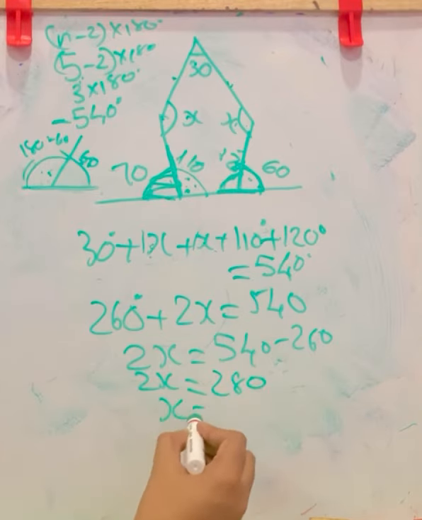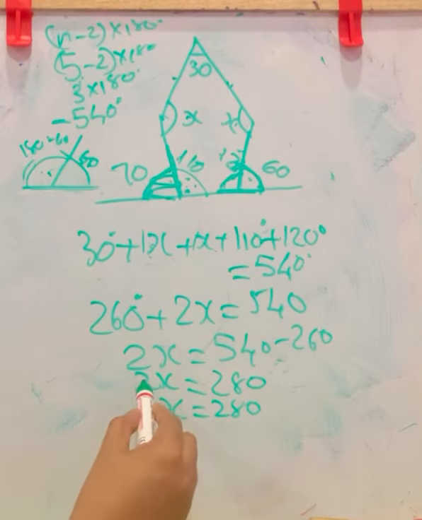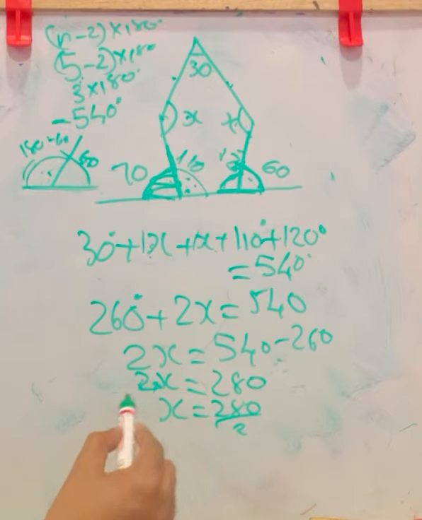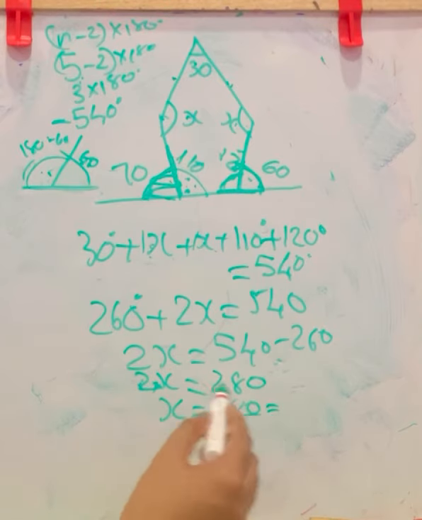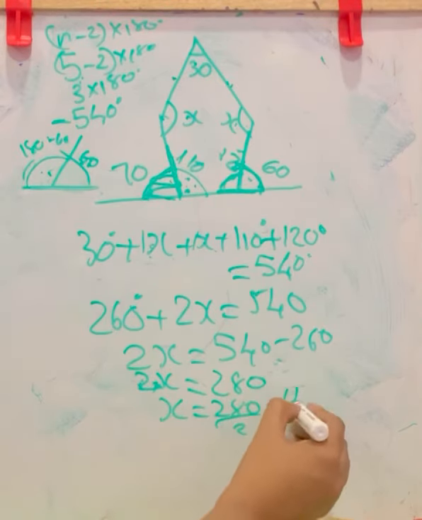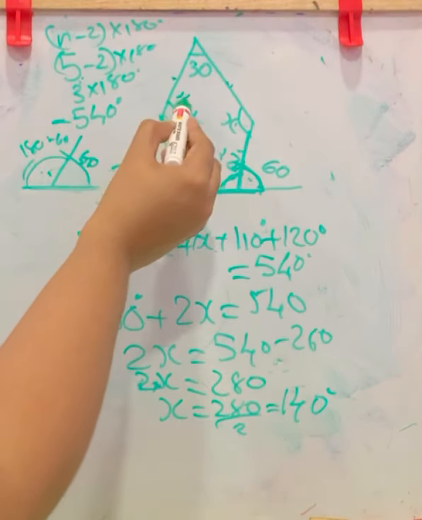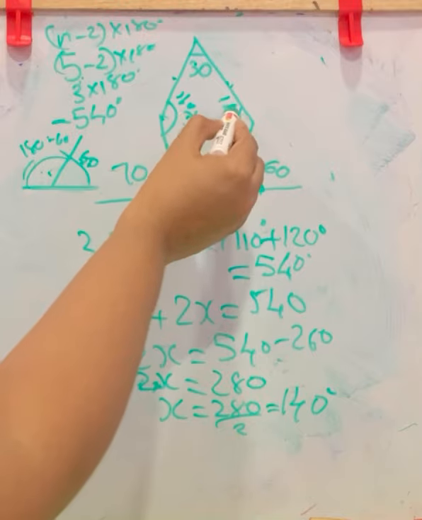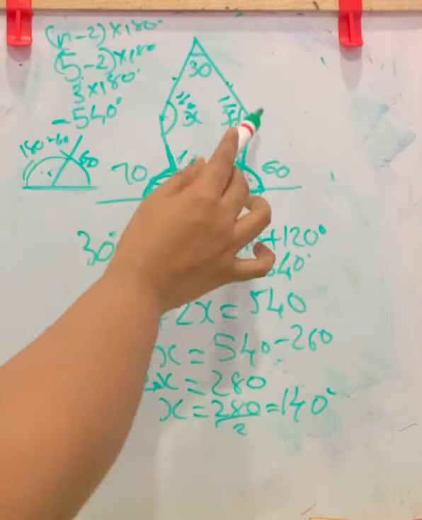And x is equal to, we need the value of x. So x is equal to, here in RHS we have 280. Taking this 2 to RHS, it goes to denominator because here it is multiplication. 2x is 2 into x. So taking to RHS, it becomes division by 2. 280 division 2 is 140. So we got x is 140. That means this angle is 140. This angle also 140. Each are x. So this is 140. This is 140.